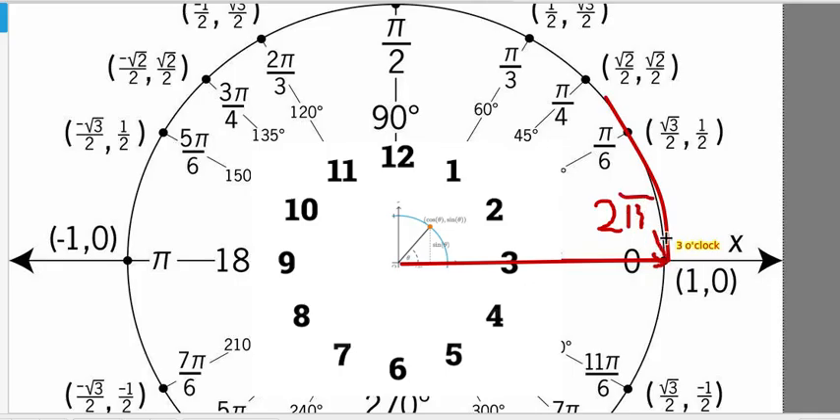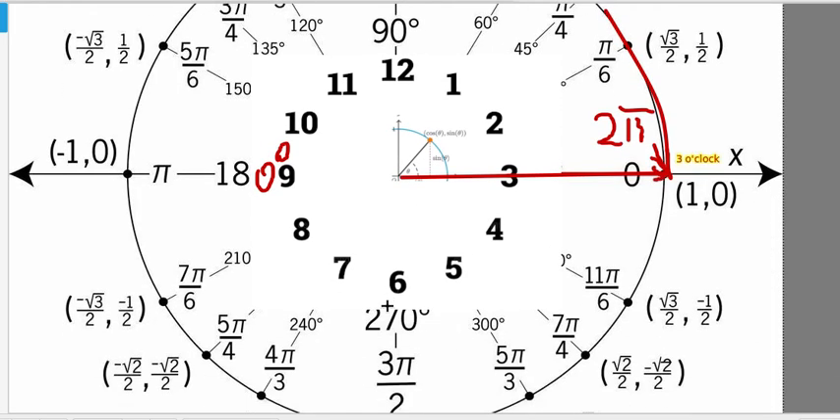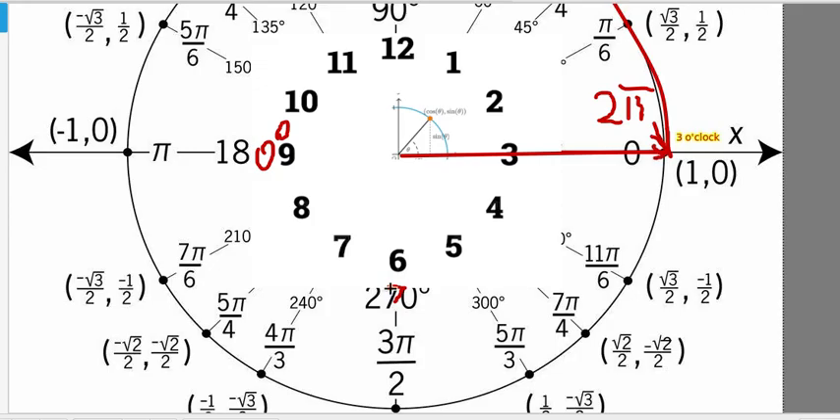Summary of angles around the clock. 3 o'clock, 0 degrees or 0 radians, coordinates 1, 0. 12 o'clock, 90 degrees or pi divided by 2 radians, coordinates 0, 1. 9 o'clock, 180 degrees or pi radians, coordinates -1, 0. 6 o'clock, 270 degrees or 3/2 pi radians, coordinates 0, -1.